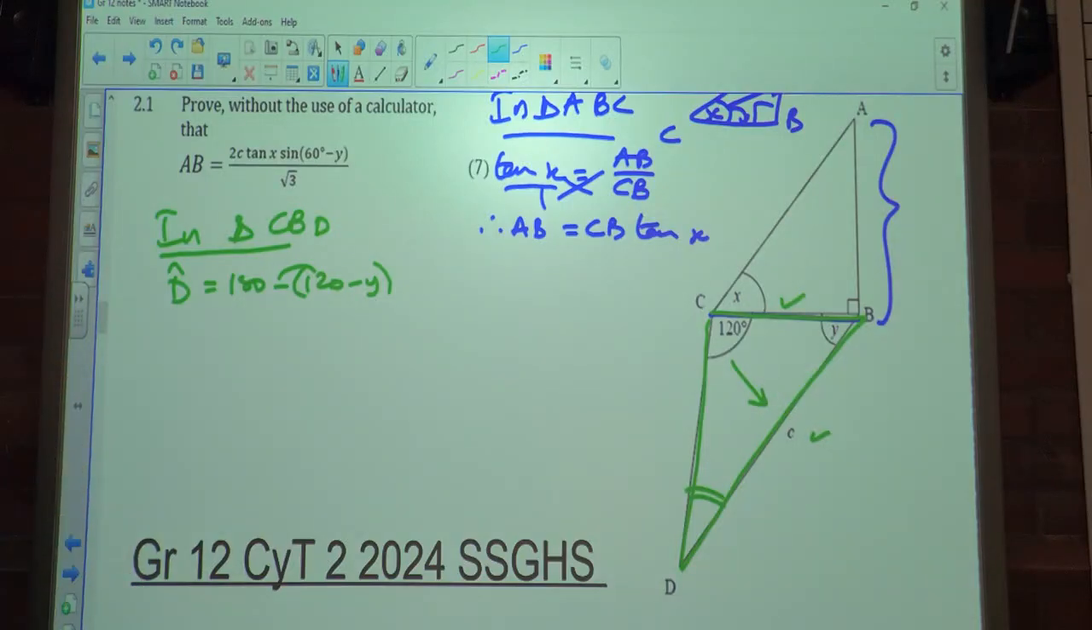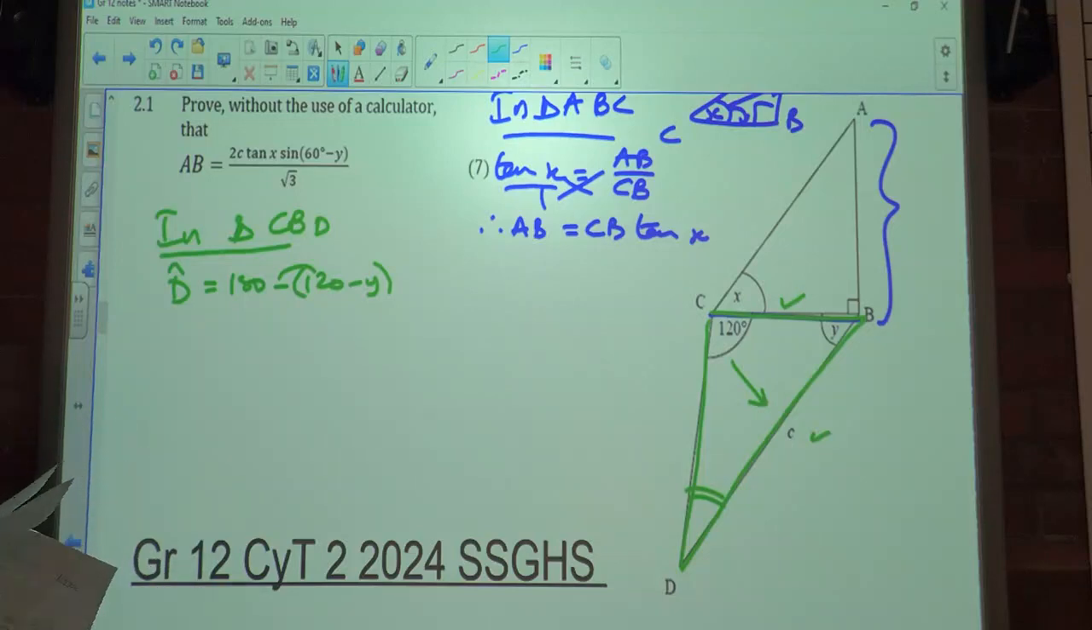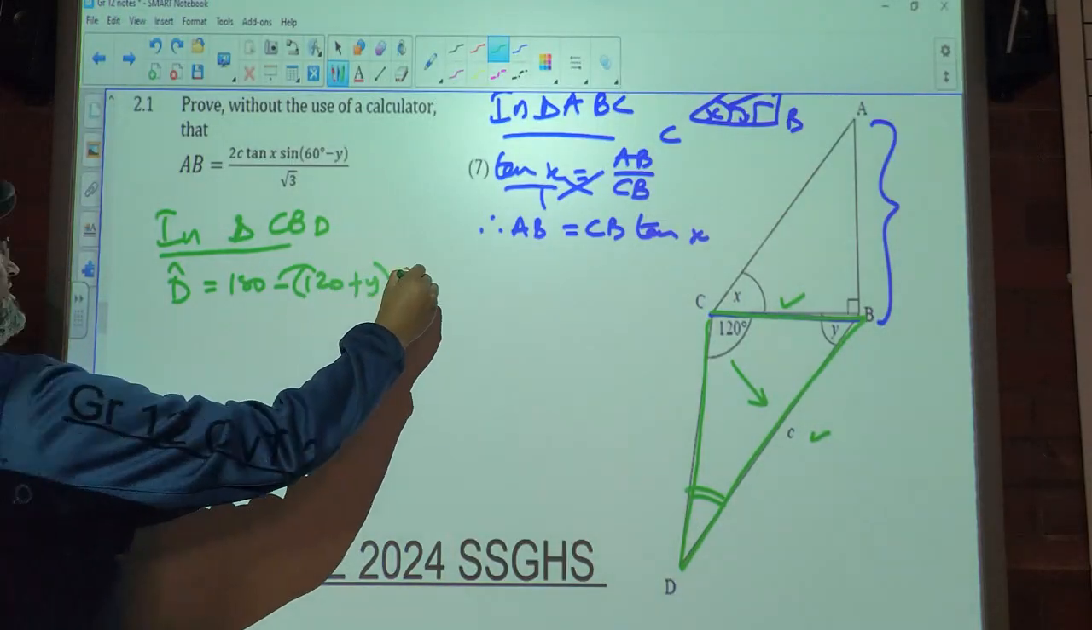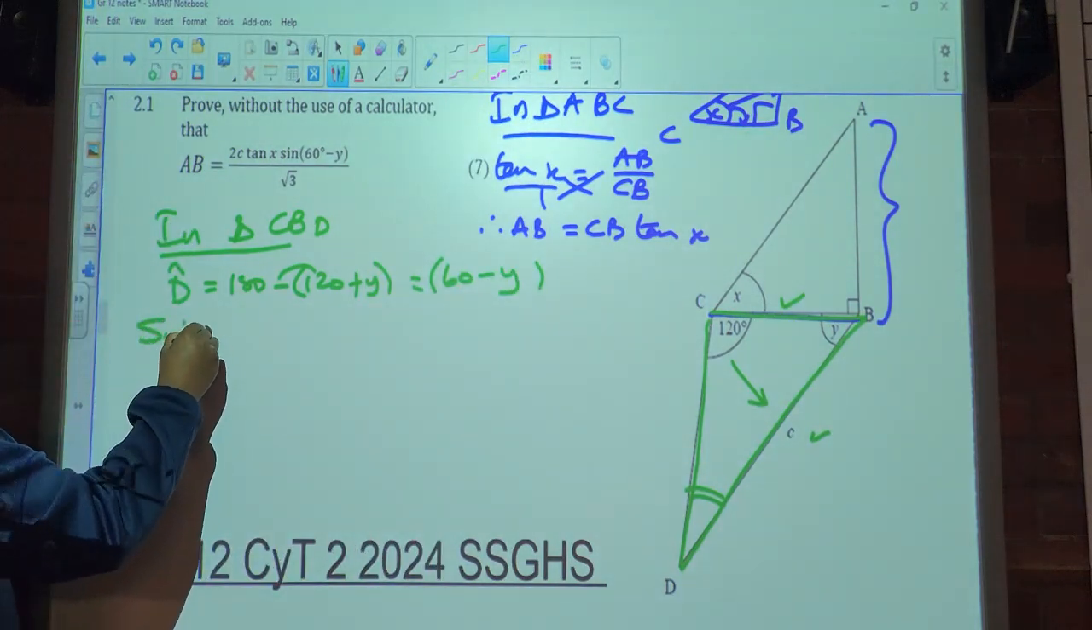It had to be 180 minus (120 plus y). Sorry, I made that error. So absolutely, that's going to give you 60 minus y. Okay, so we can now go with sine.